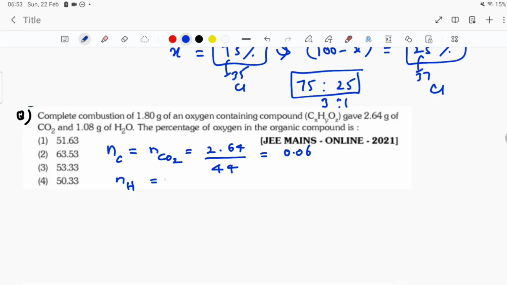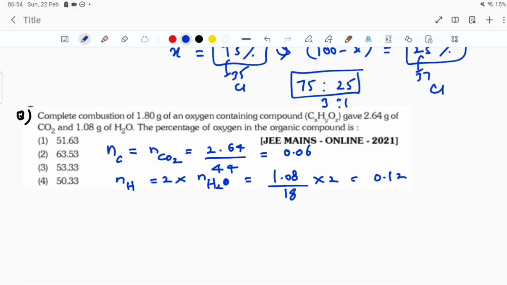Similarly, the number of moles of hydrogen is equal to 2 into the number of moles of H2O, because each H2O contains 2 hydrogen moles. That's why we did 1.08 by 18 into 2, which is equal to 0.12. So next, see here: 2.64 grams CO2, 1.08 grams of H2O. The percentage of oxygen in the organic compound is what we need to find.